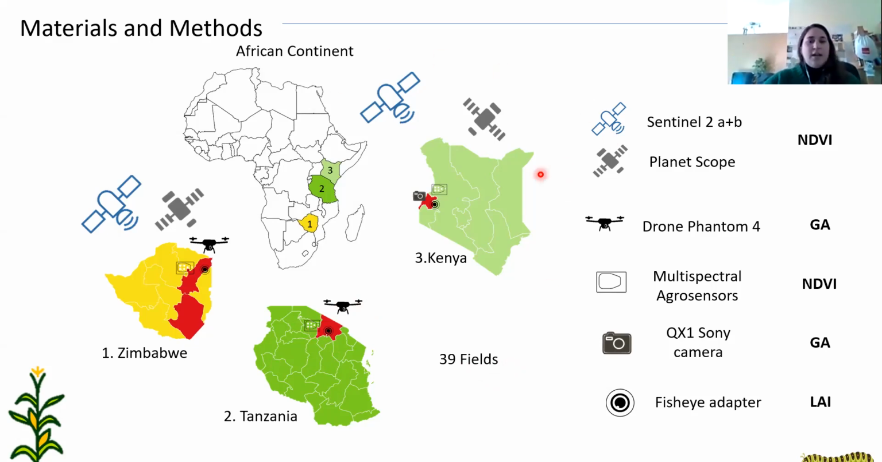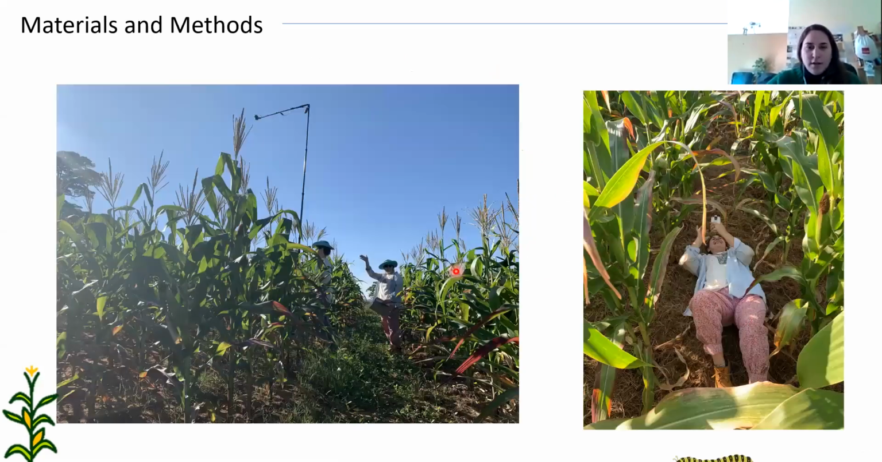And for Kenya, we had all the multi-scale, but not drones because they are prohibited. Here you have an example of how you put the camera on the 5 meter pole and take all the images. And here was when we started to take the fish eye, and I needed to go to the floor, but after that we changed.